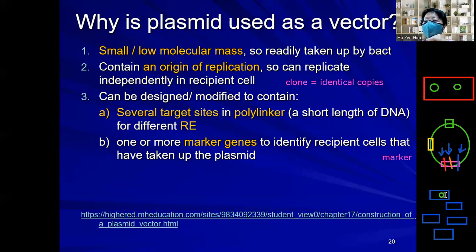Only this one, right? Because only this one will produce protein that can fluoresce. So in that way, I know that my plasmid has already been taken up by this bacterium. So this bacterium is a transformed bacterium. The rest are not. So this is the use of the marker gene.